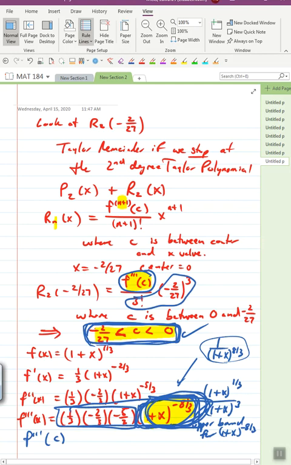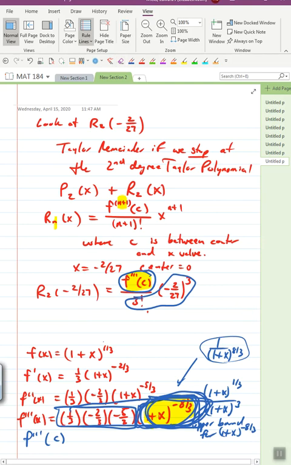Everything else is already a fixed number, which means at that point, what will you have? You will have an upper bound on the size of that remainder, the one that you get if you stop at the second degree term.